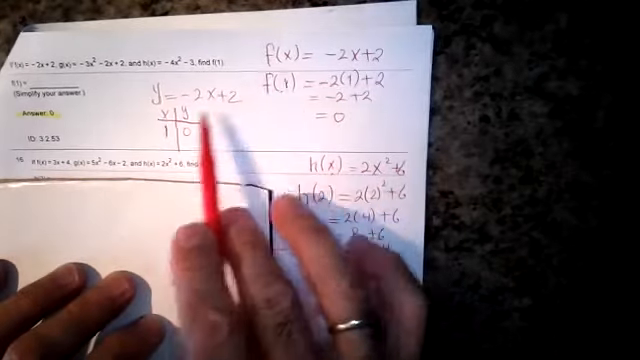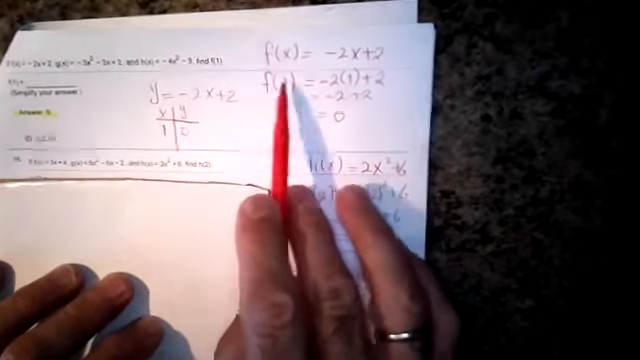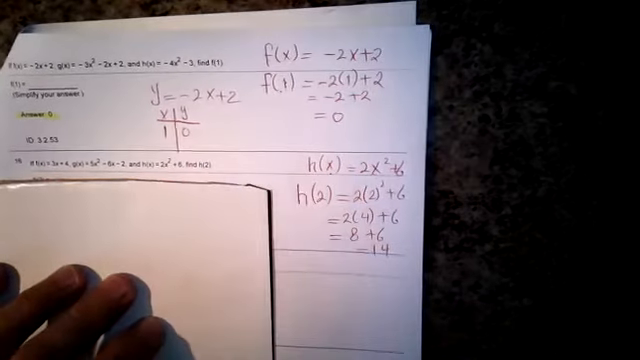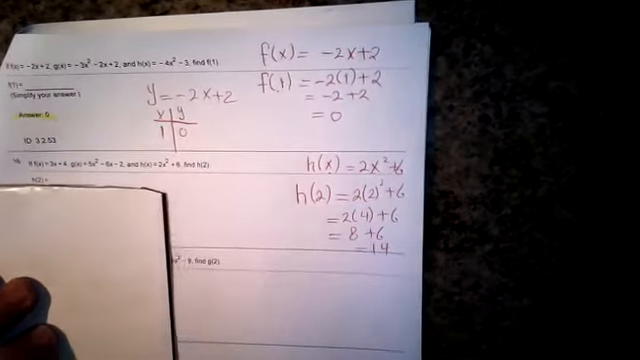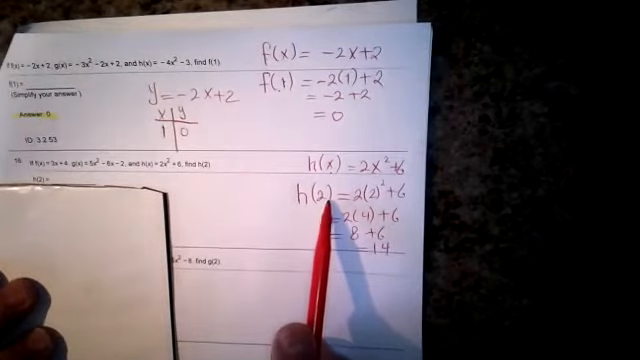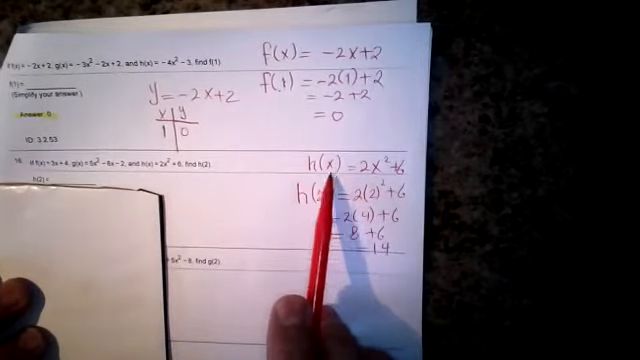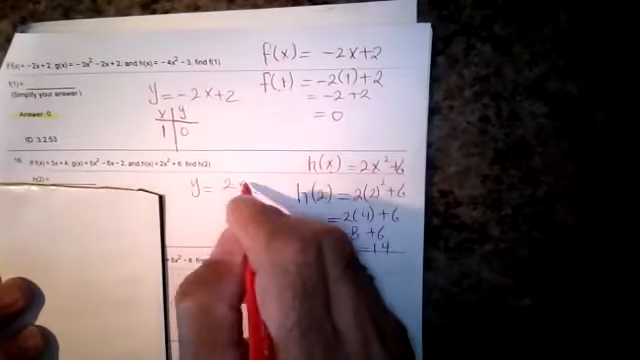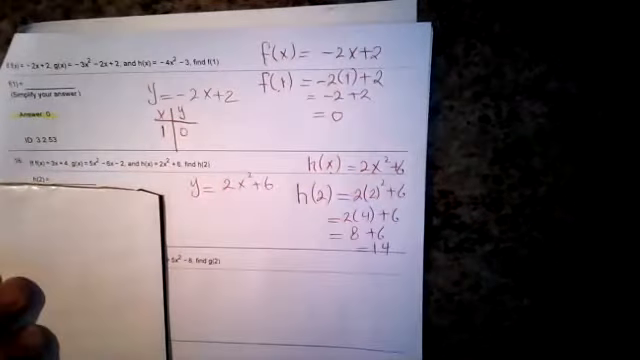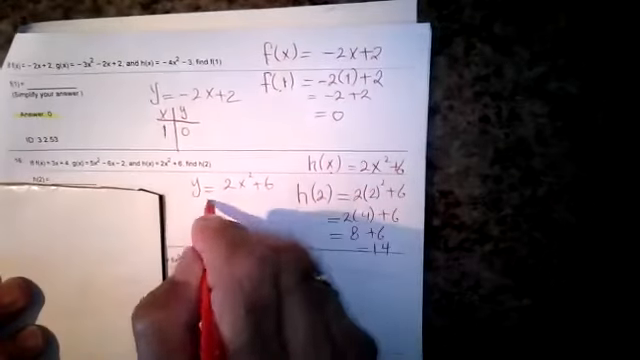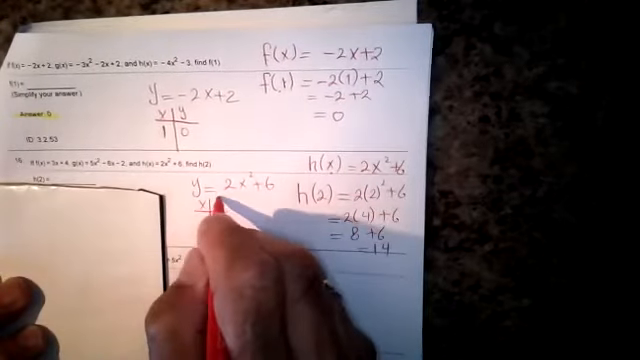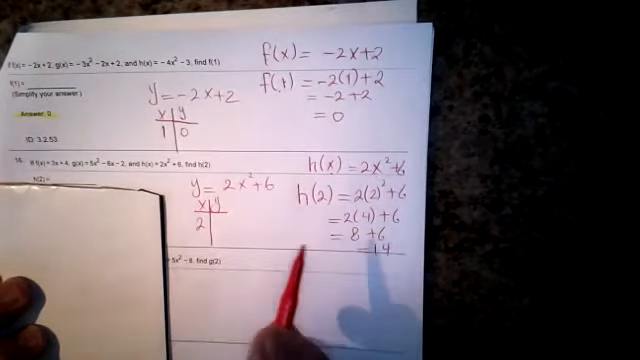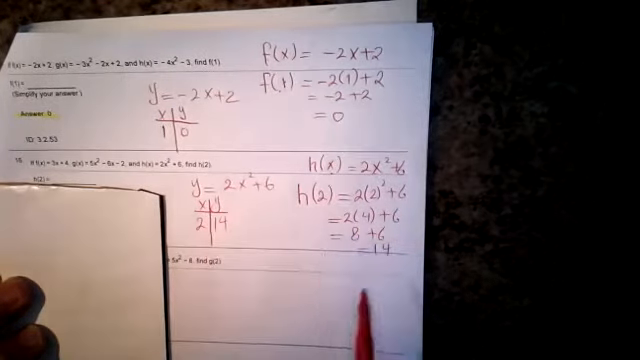So f of x is just a y, and f of 1 means when x is 1, what is the value of y? Like here, what does h of 2 mean, or h of x? H of x is y. So the equation is this, y equal 2x squared plus 6, okay? So h of 2 means when x is 2, what's the value of y? Which we calculate is 14. So both mean the same thing.